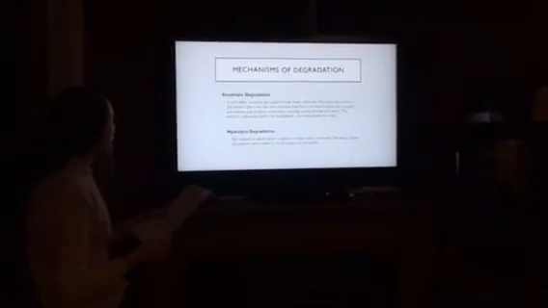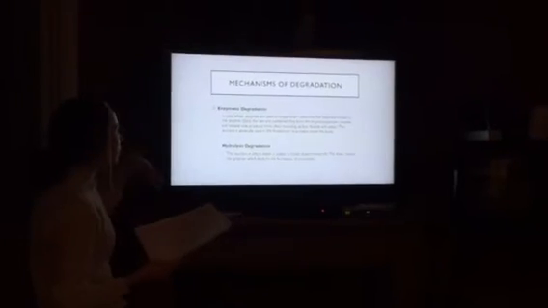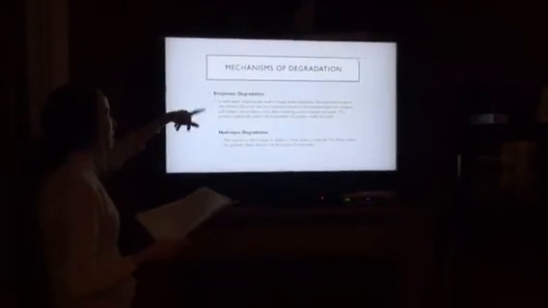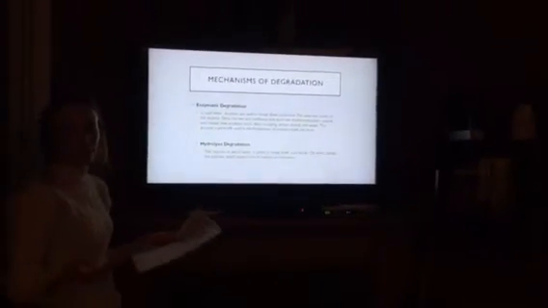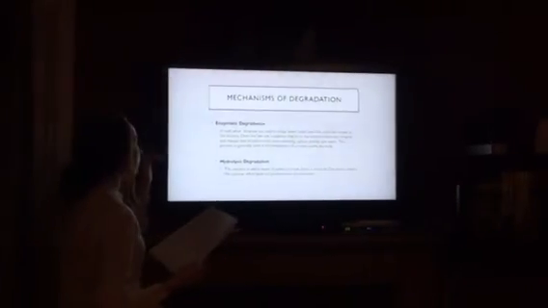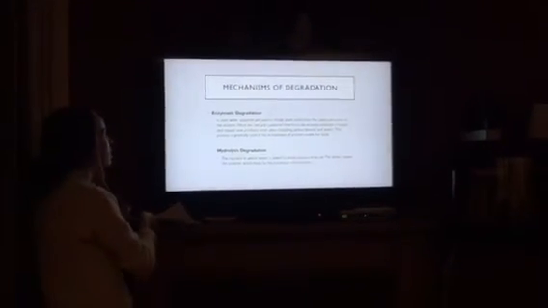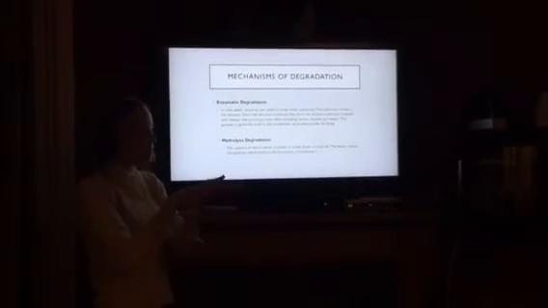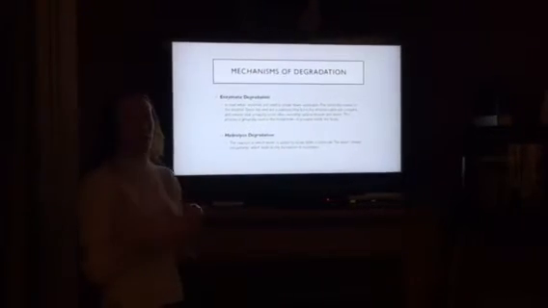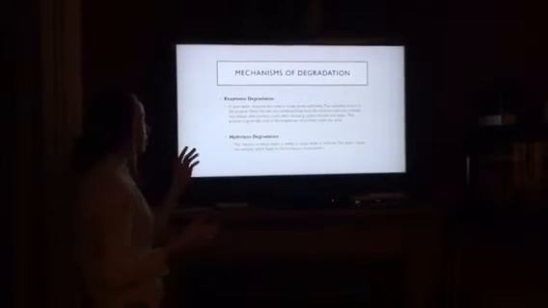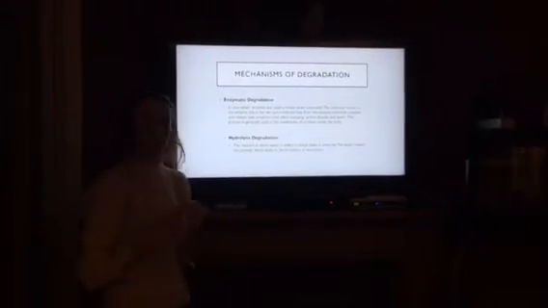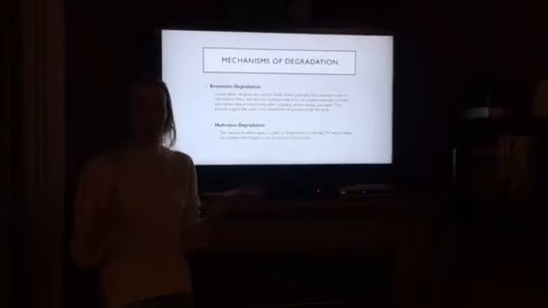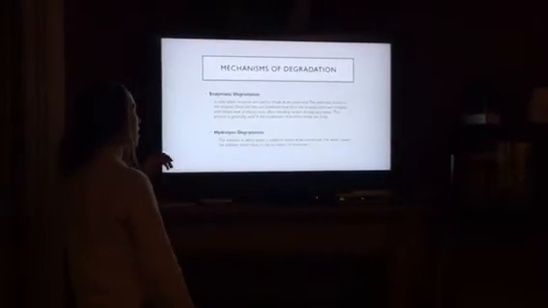Mechanisms of degradation. There are two different types. There's enzymatic degradation, and this is when enzymes are used to break down the substrates. The substrate moves to the enzyme, and once these two are combined, they form the enzyme-substrate complex, and then they release new products, often including carbon dioxide and water. This process is generally used in the breakdown of proteins inside the body, heavily studied in biology courses.